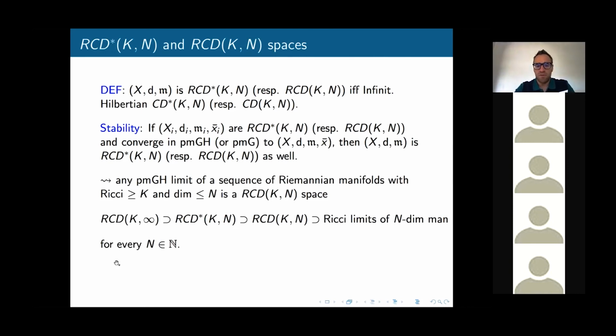And so we have this inclusion. So all the Ricci limits of n-dimensional manifolds are RCD K,N, all the RCD K,N are RCD* K,N, and all the RCD* K,N are RCD K,infinity for every N and for every K. Okay? Now, a basic question that one can ask, a variant of which was raised in the chat, is: are these inclusions strict or not? Are some inclusions actually trivial?